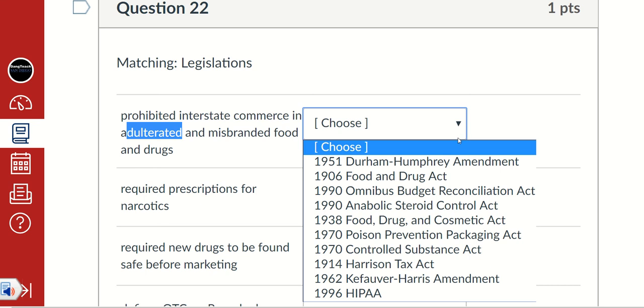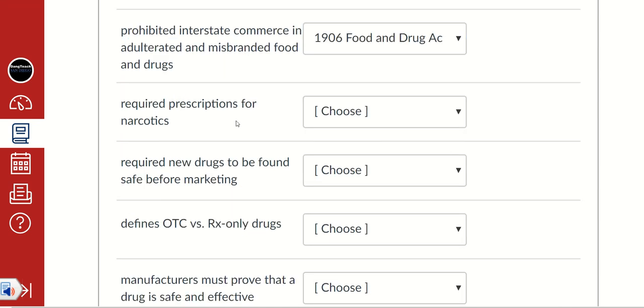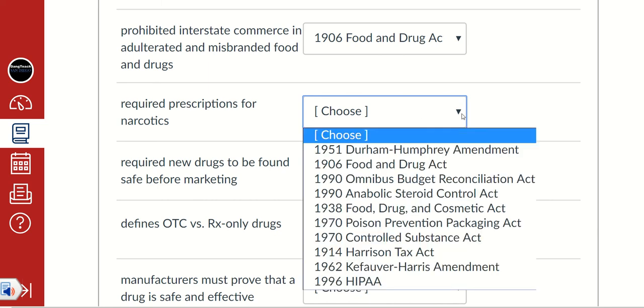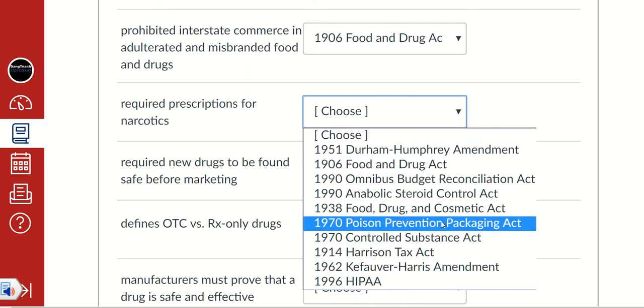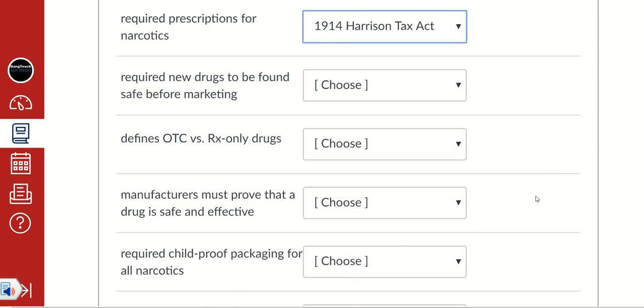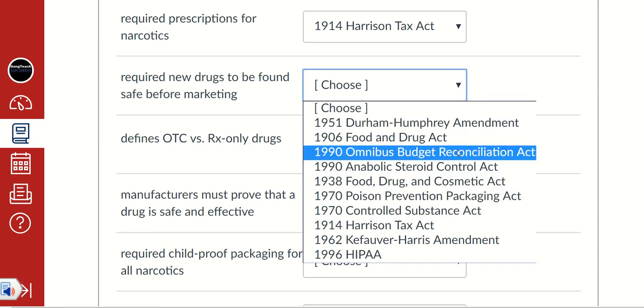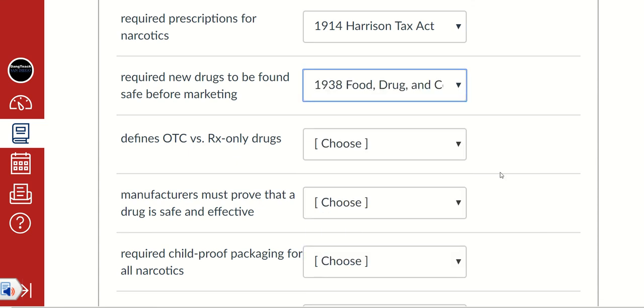The initial one, right? So the Food and Drug Act. Which one required prescriptions for narcotics? Controlled Substance Act. No, I don't remember. Let's go with Food and Drug Act. That was the Harrison, right? Okay, Harrison. Remember, you got opium, cannabis, whatever you want, as long as you got tax for it. Required new drugs to be found safe. FDA. So that one is the Food, Drug, and Cosmetics Act. Yep. Food, Drug, and Cosmetics.